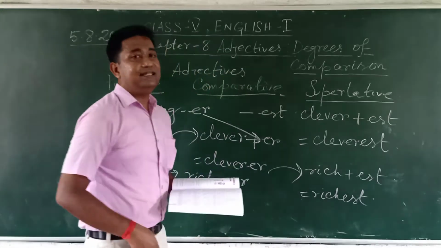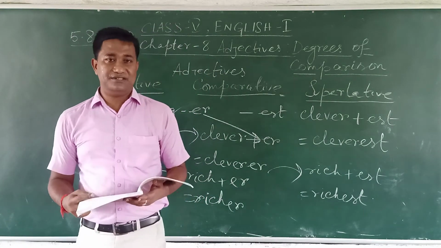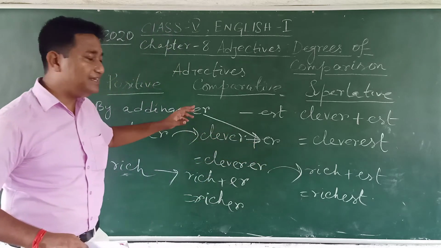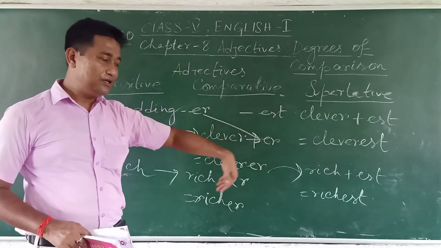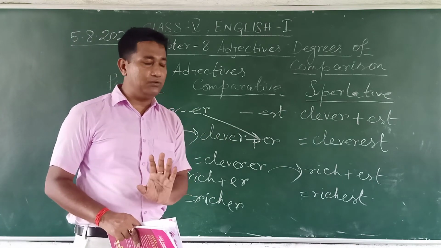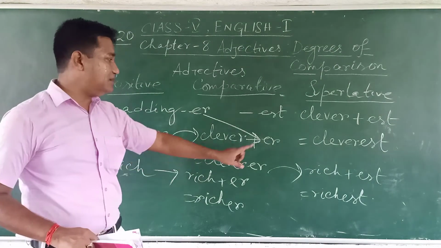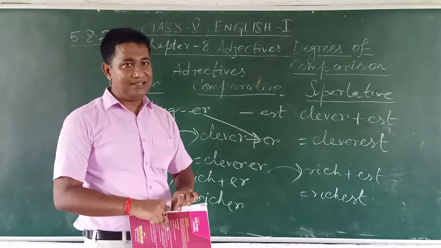In this way the other words will be done, from positive to comparative and superlative by adding er and est. I think you are getting my points, what I want to teach you. So rich, richer, richest by adding er and est. Finally it is done.